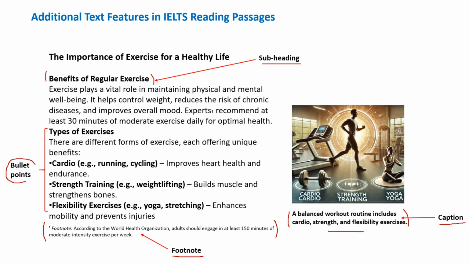Number 4, bullet points and numbered lists. These are basically used to list key points or steps in a process. It is easier to scan for specific details. For example, a passage about saving water might include bullet points like turn off taps when not in use, use water-efficient appliances. These are also very helpful when you're doing skimming and scanning in IELTS reading.